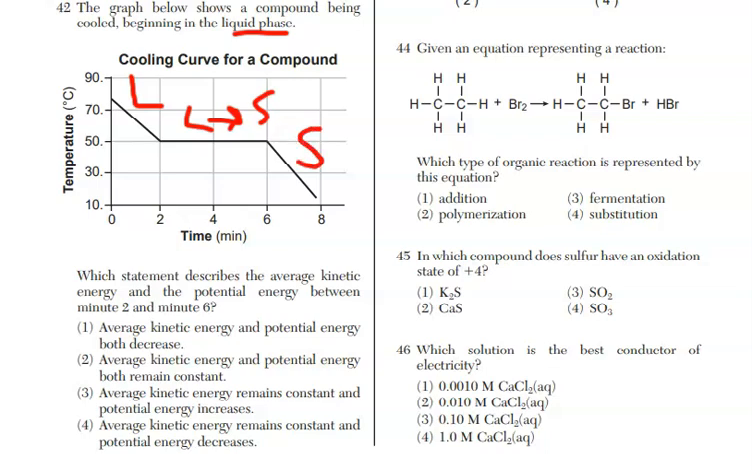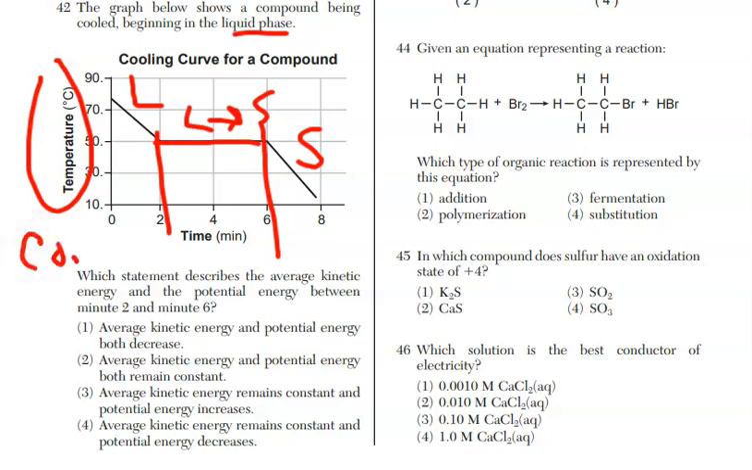And in the question, it says, which statement describes the average kinetic energy and the potential energy between minute 2 and minute 6? Well, average kinetic energy is another way of saying temperature. I have a horizontal line here. That means that the temperature is remaining constant. However, my potential energy is decreasing. Why? Because all of the particles, whether they're atoms or molecules, they are coming together. There's less potential for reacting with another substance.